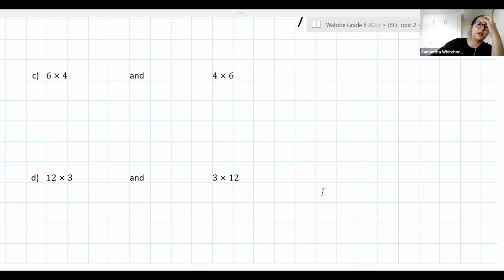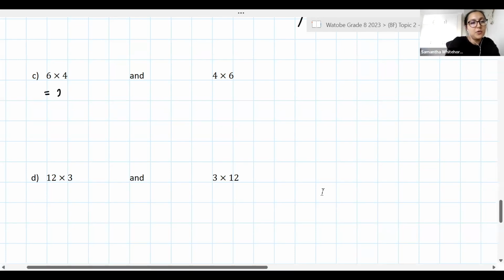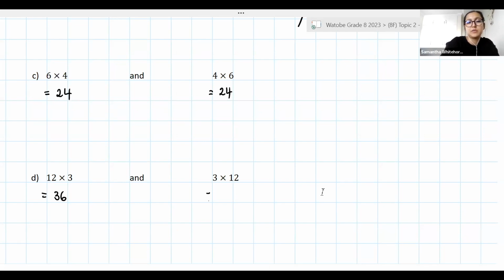Okay, I'm seeing some great answers. Well done, everyone. So if we go to 6 times 4, we know that that's 24. And when we go 4 times 6, and the numbers swapped, also 24. 12 times 3, we know is 36. If we swap those numbers, 3 times 12, we still get 36. So again, the order in which I multiply isn't important.